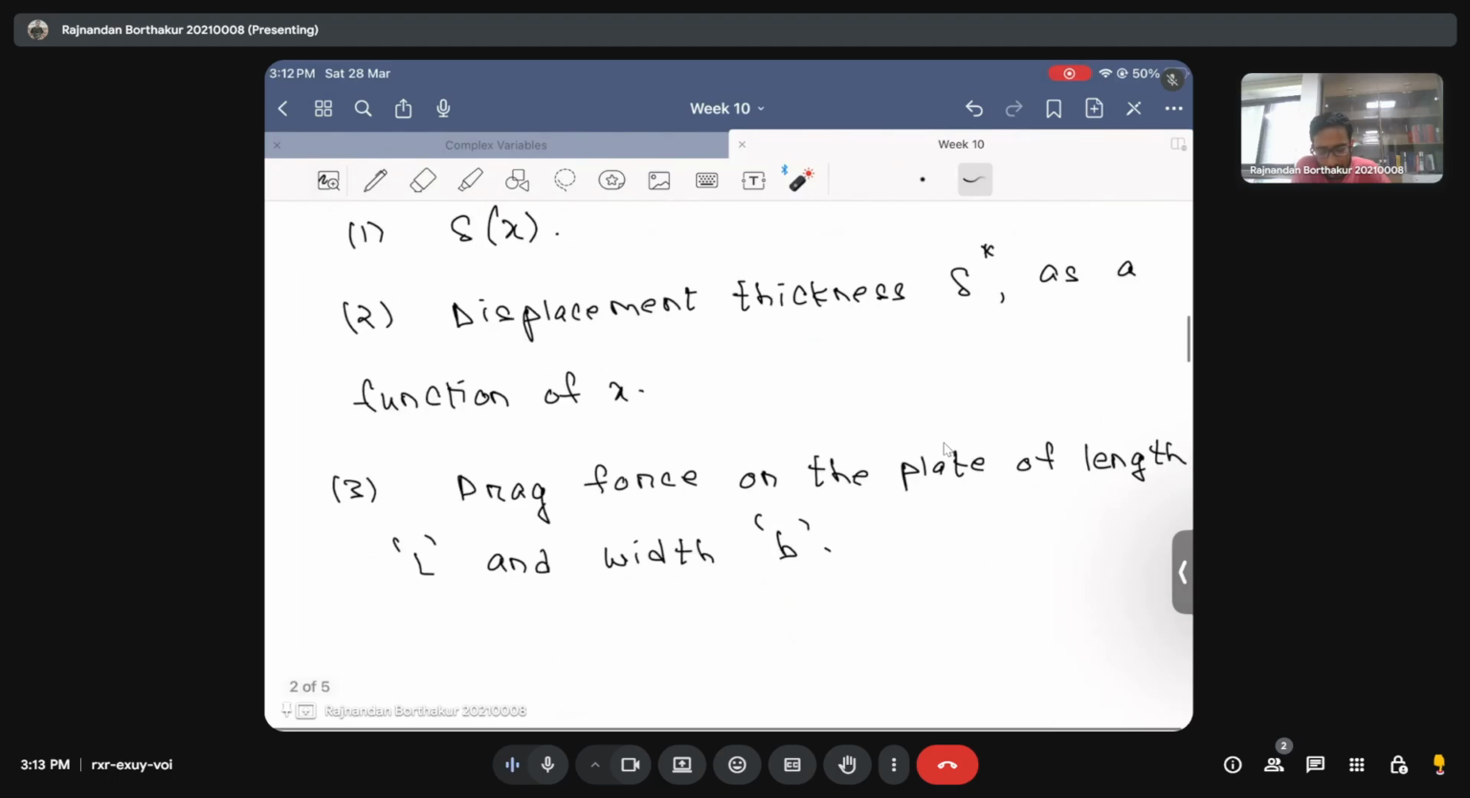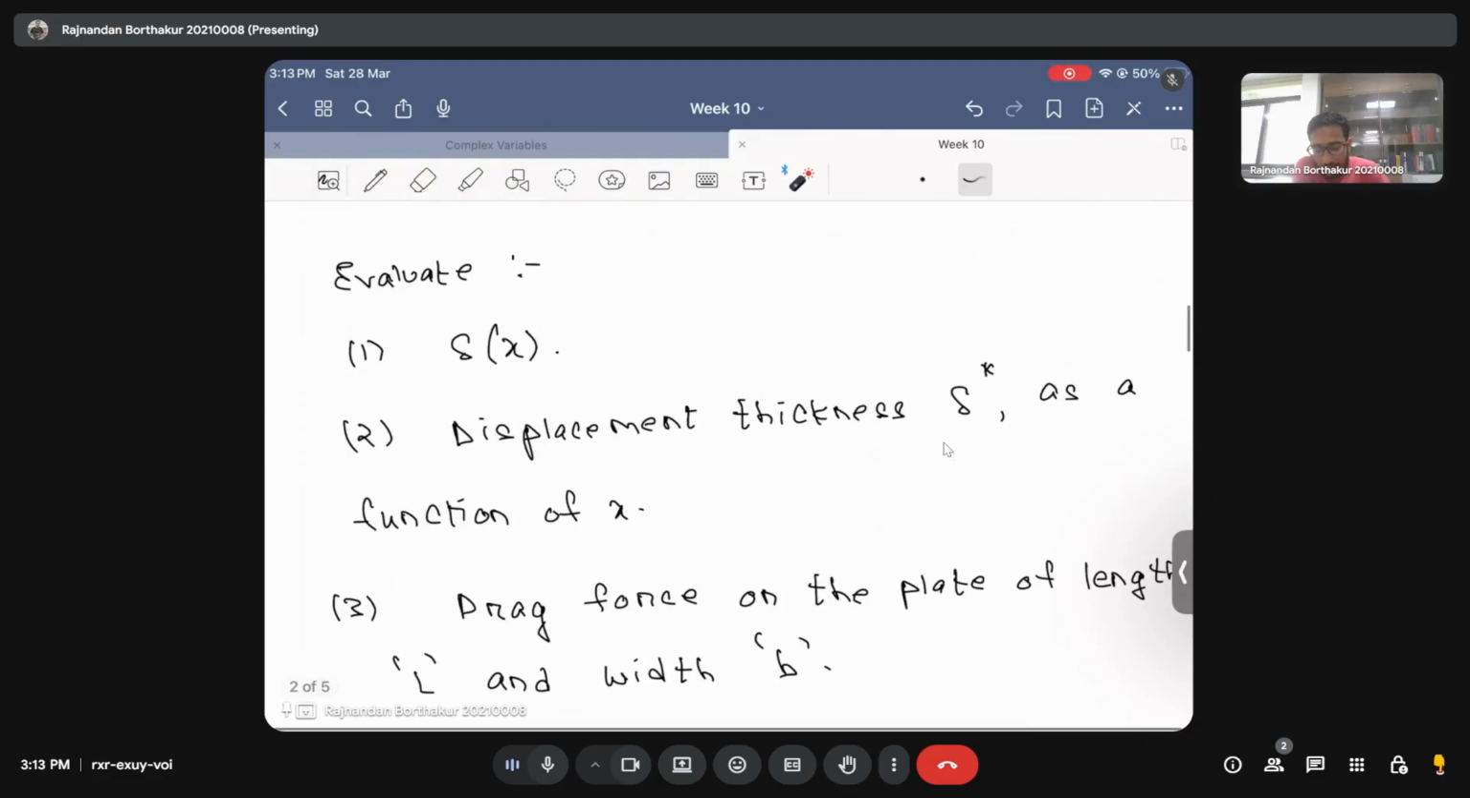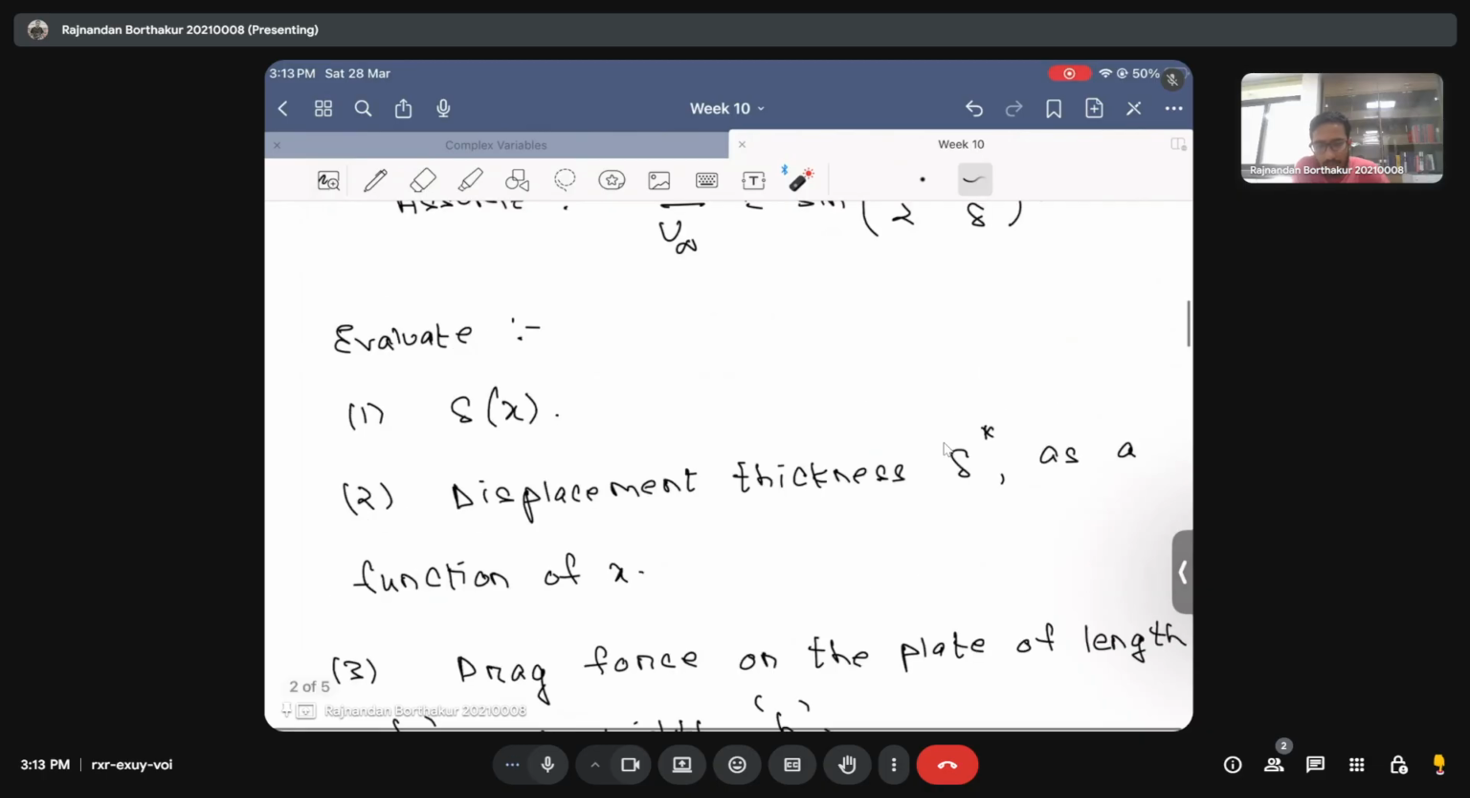And thereafter, once this displacement thickness is also calculated, we will look into the expression of the drag force, and we'll try to estimate how much the drag force will be. I mean, how much will be the drag force that the plate experiences due to the incoming fluid, which is coming at u infinity. Okay. Given that, the length of the plate is given as L and its width is given to be equal to B. Okay, so these are the three things that we will try to evaluate here.